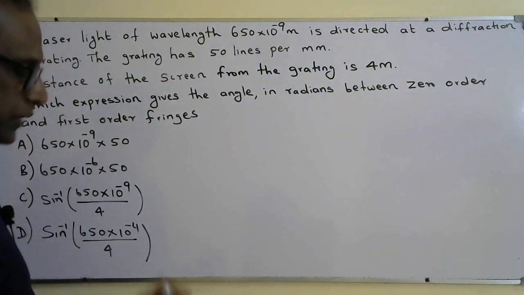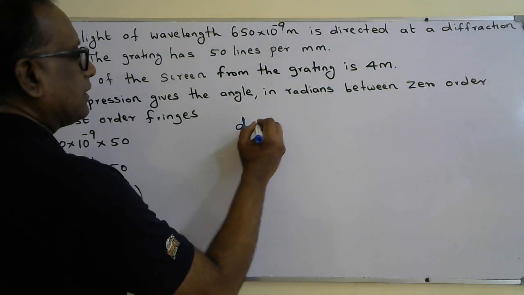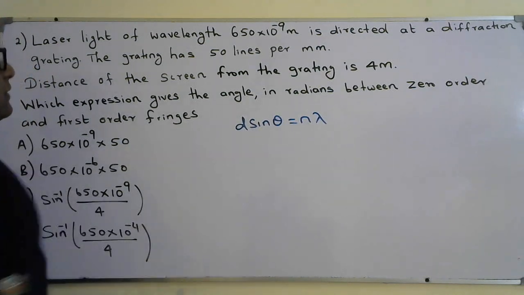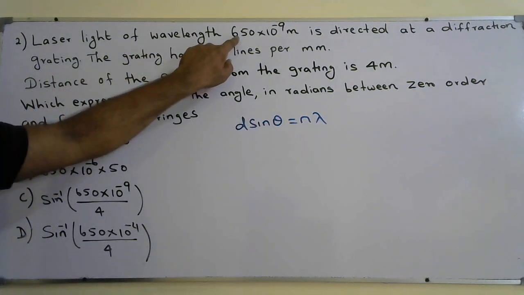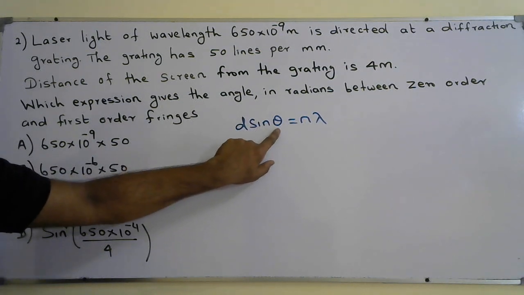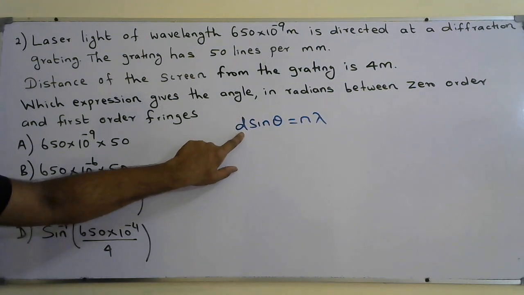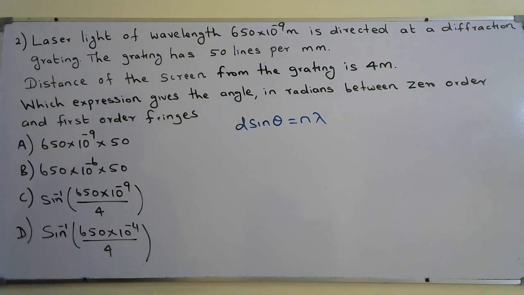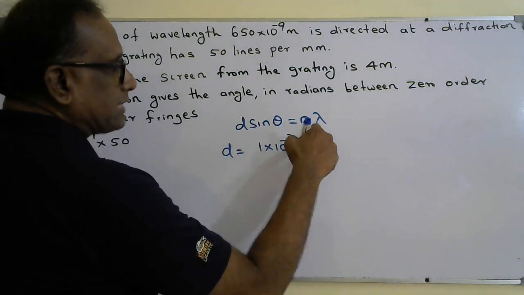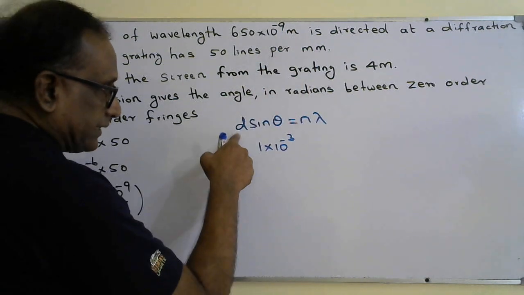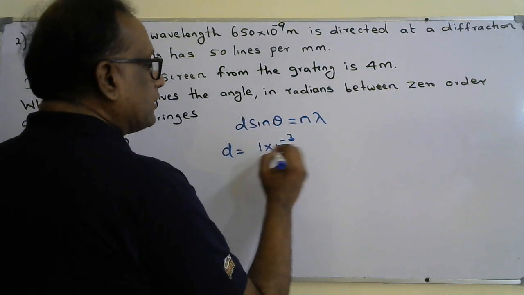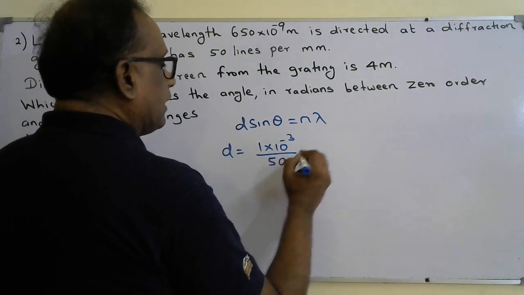We know the equation d sin theta equals n lambda. The wavelength given is 650 × 10 to the power minus 9, and n equals 1, first order. I need to find the relevant theta, and I need to find d also. We know 50 lines per millimeter, so d is equal to 1 × 10 to the power minus 3 over 50 meters, because lambda is given in meters, so I should find d in meters. It is a homogeneous equation, so the units must be the same.